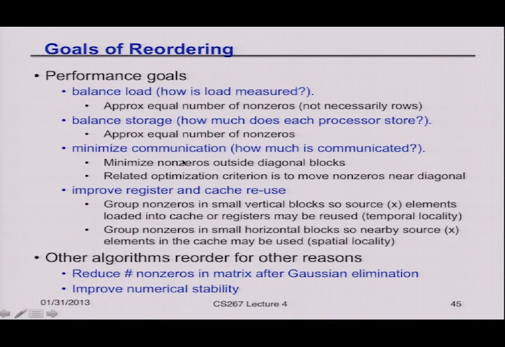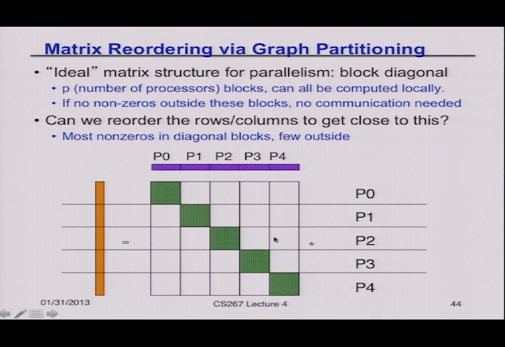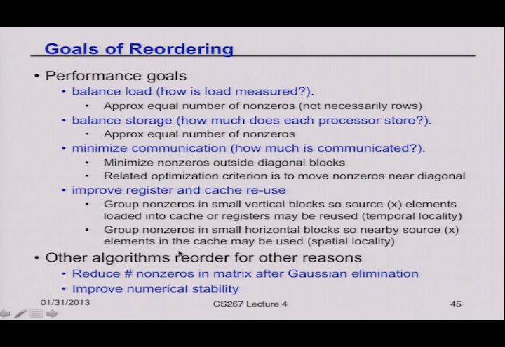So here, let me just summarize those performance goals. I want to balance the load. I want every processor to have an equal amount of work to do. And what's the work? The work is the number of multiplies and adds. So that means everybody should have about an equal number of non-zeros. That doesn't mean an equal number of rows, right? Because some rows may have more non-zeros than others. I want to balance the storage, balance the memory. That's the same thing. The number of non-zeros tells you the memory. I want to minimize the communication. And that means I want to have most of the stuff on the diagonal and as few non-zeros out here as possible. And then I want to do local optimizations too, to improve cache locality.